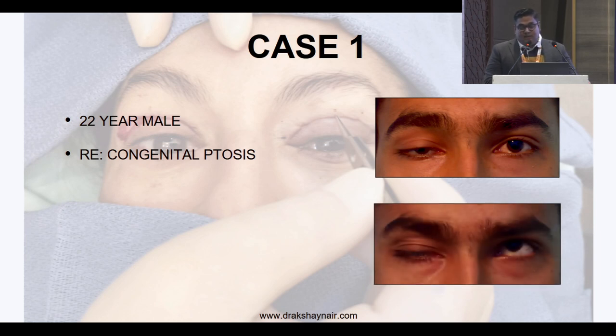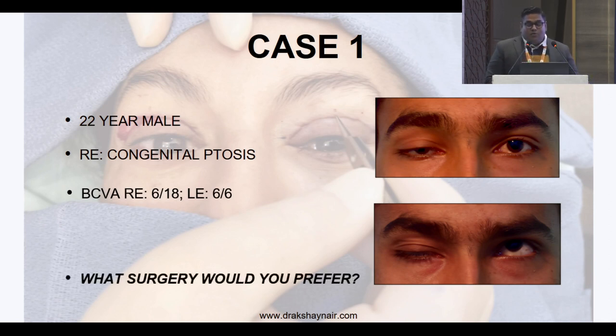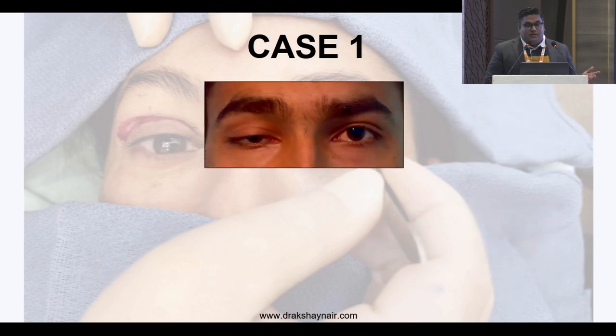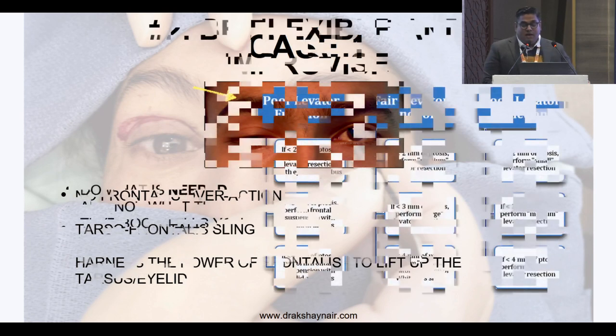This is like an index case, a patient with right congenital ptosis, and you would be tempted to do a tarsofrontalis sling. He's 6/18 in the right, the ptotic eye, amblyopic. But if you see it's an amblyopic eye, even at rest he's not trying to elevate his frontalis. So you'd almost be cursed with an undercorrected tarsofrontalis sling if you do that, because it doesn't work.